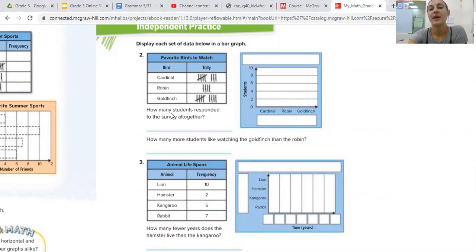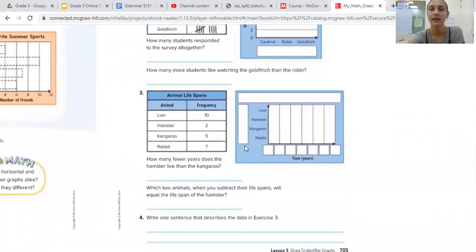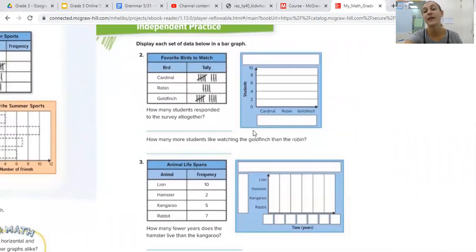How many students responded to the survey altogether? How many students were asked for this question total? How many more students like watching the goldfinch than the robin? How many more voted for goldfinch than did for robin? These both should have a label, a number and a label. Check the question to see what your label should be. How many students responded? How many more students like watching? Okay. All right. This one here, they've given you a little less information, or different information, I suppose.